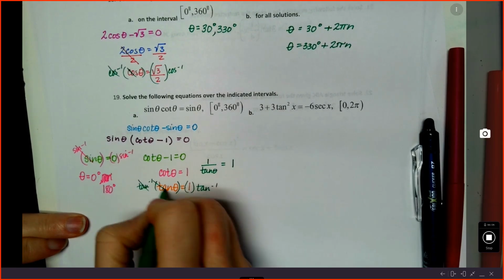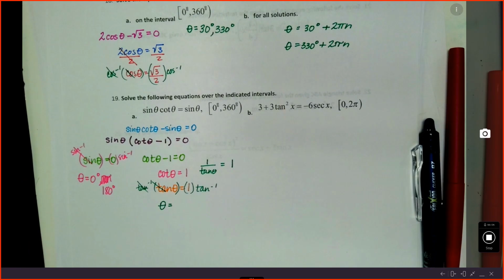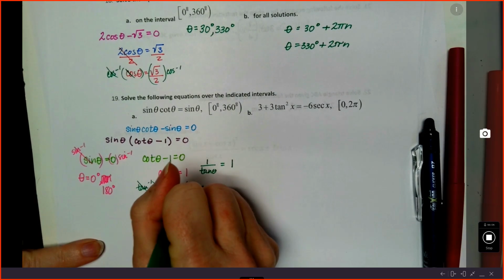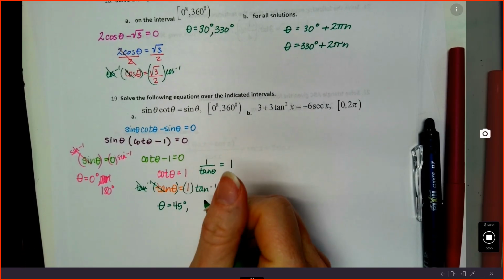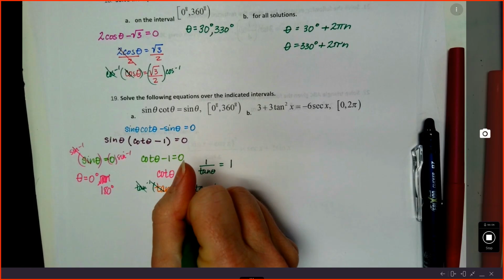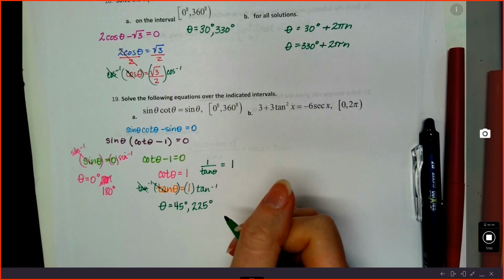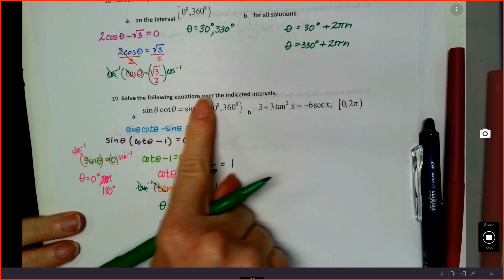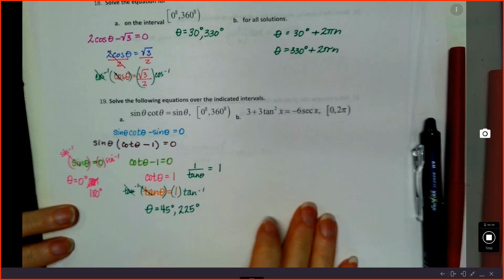All right. So plug it in the calculator, if you don't know where tangent is equal to 1. It's 45. Yep. 45 and where else? 45 and the other one. 225. And this time it just said over the indicated interval, so those are your only answers. You don't have to do the plus 2 pi n.